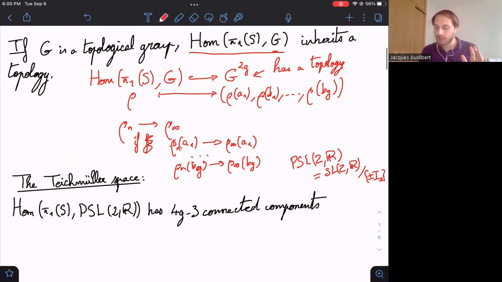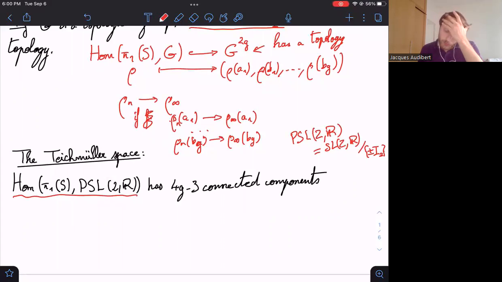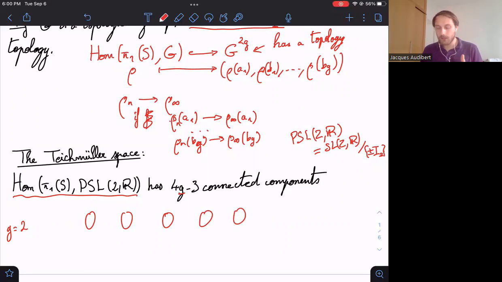Okay, so consider it to be SL2R, but it's not. So this space has 4g minus 3 connected components. Here the connected components depend on the genus, but I'm going to give the example when the genus is equal to 2. So here we will have 5 connected components, and they are labeled by an integer: 0, 1, 2, minus 1, minus 2.